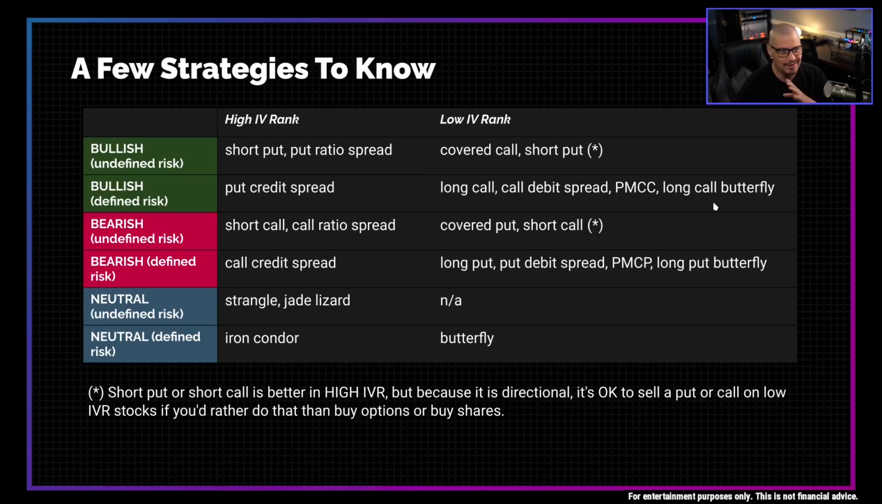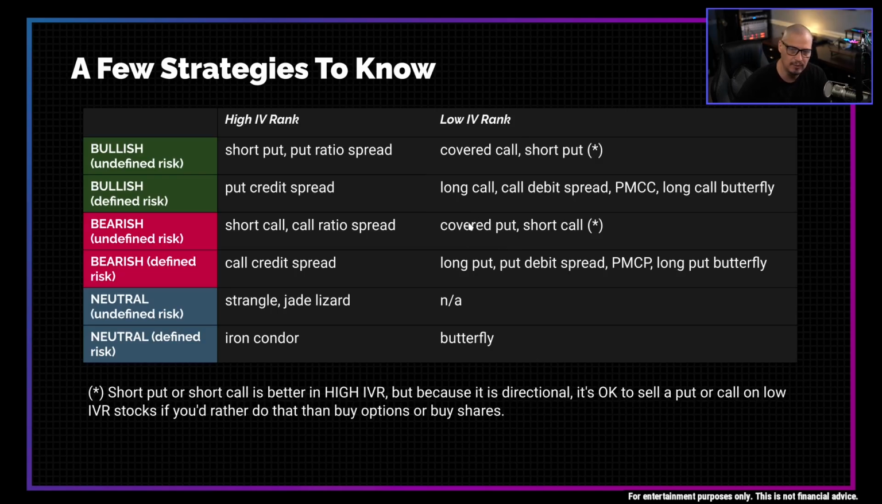All of those work just fine in low IV rank. For bearish undefined risk trades, you have the short call and the short call ratio spread, so the opposite of what we did with the short put and the short put ratio spread. So bearish undefined risk: short call, call ratio spread.